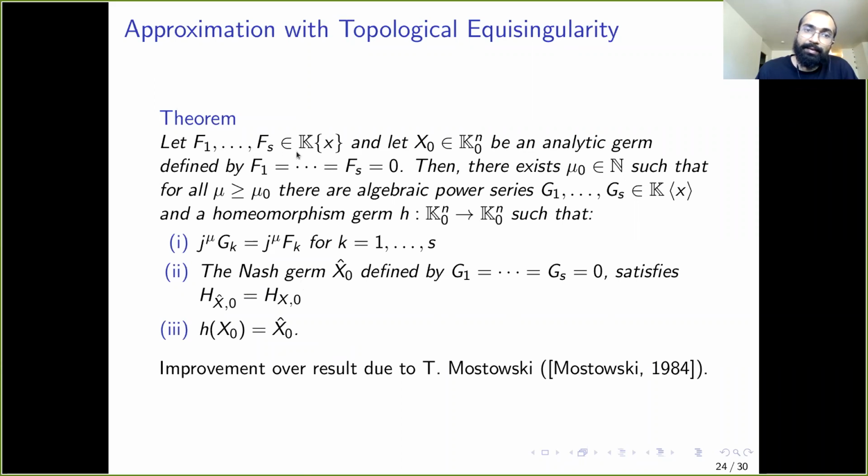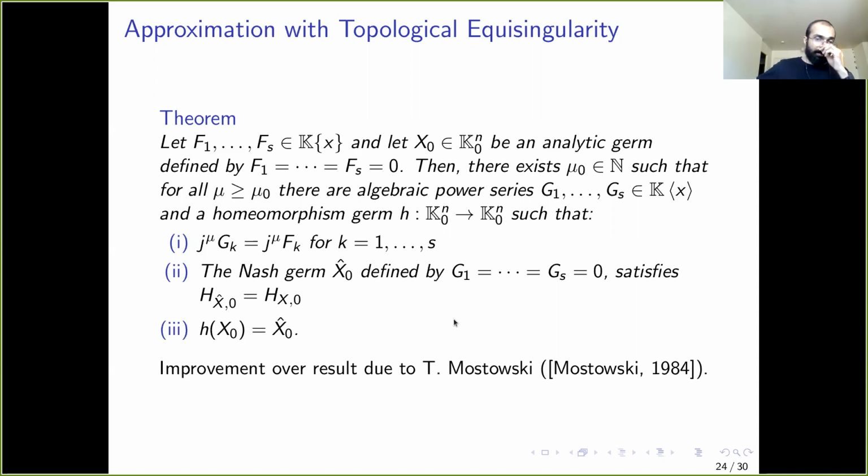So if you have power series F1 through FS in the ring of convergent power series, and we let X0 be an analytic germ that's defined by F1 through FS, then there exists an integer mu naught such that for all mu greater than mu naught, there are algebraic power series G1 through GS and a homeomorphism germ H around zero of the ambient space to itself, such that, one, these algebraic power series GK have the same terms up to order mu as the FK. The Nash germ X0 hat defined by G1 through GS has the same Hilbert-Samuel function as the germ X at zero. And this approximation X hat at zero is the image of X0 under this homeomorphism germ.